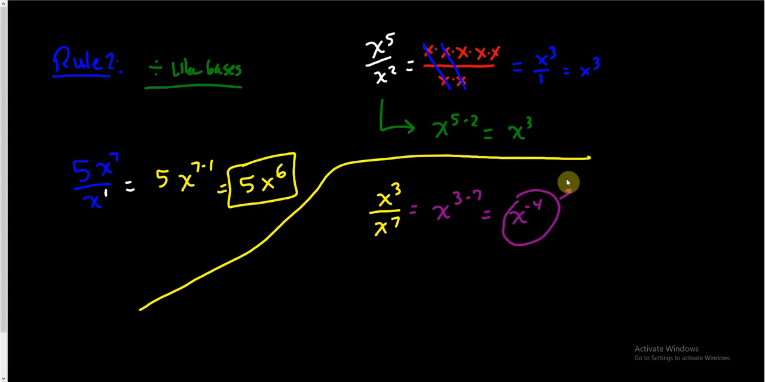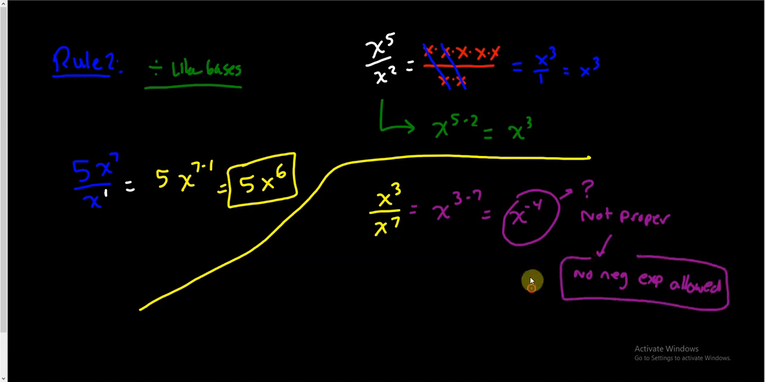But what in the world does that mean? If the exponent's telling you how many x's you have, how can I have negative 4 x's being multiplied? That doesn't make sense. Well, I'll go ahead and tell you this is not proper, or not all the way simplified. We're not allowed negative exponents. They are not allowed at all. So we'll have to figure out how to fix it. We'll need to be able to fix it, and that'll be one of our exponent rules. Actually, it's our next exponent rule.